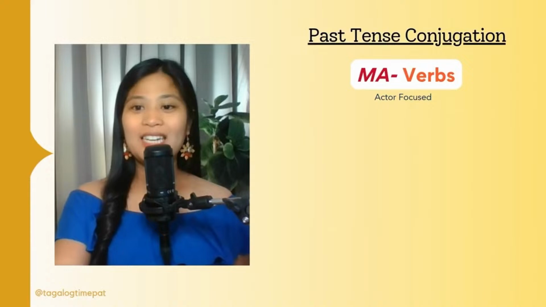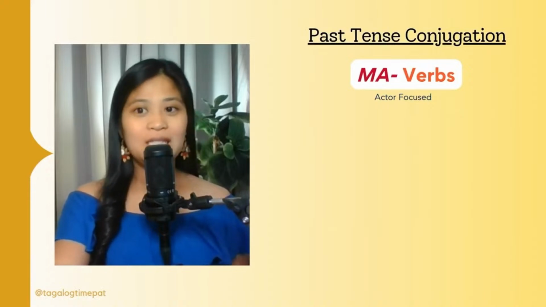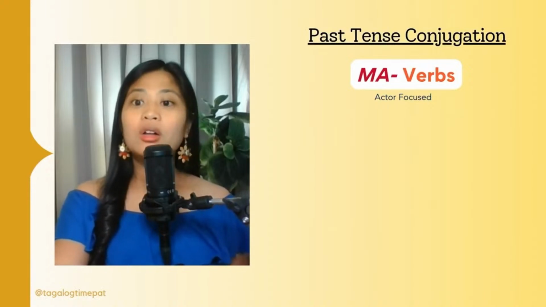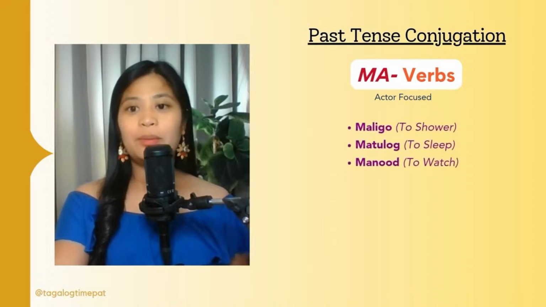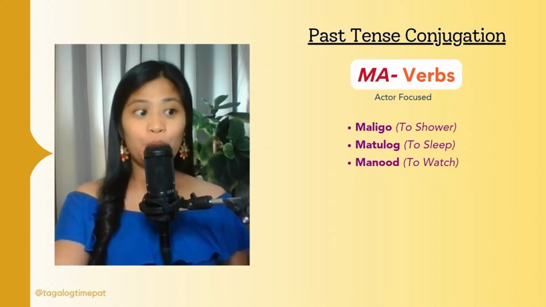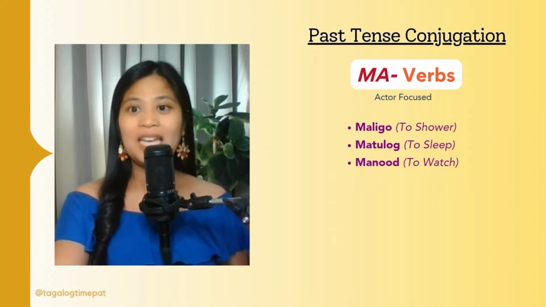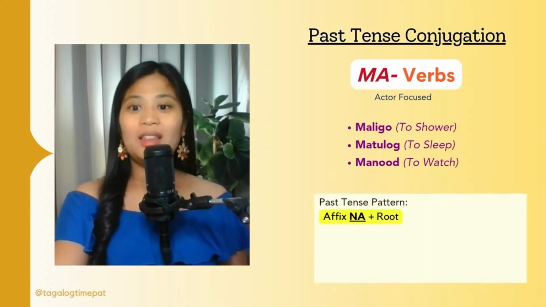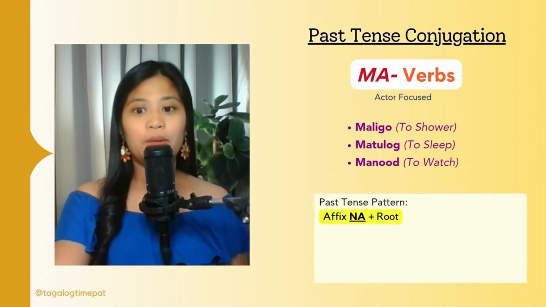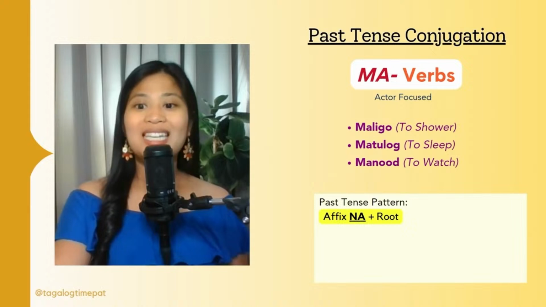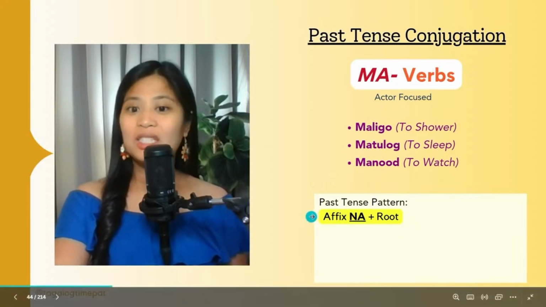All right, now let's take a look at ma verbs. They have a very similar pattern. These are also actor-focused, and some examples are maligo, to shower, matulog, to sleep, manood, to watch. In the past tense, this is the pattern for ma verbs. Now the affix is na, and then it's the root.